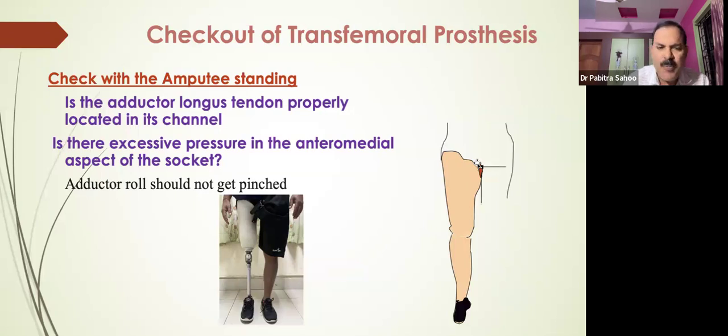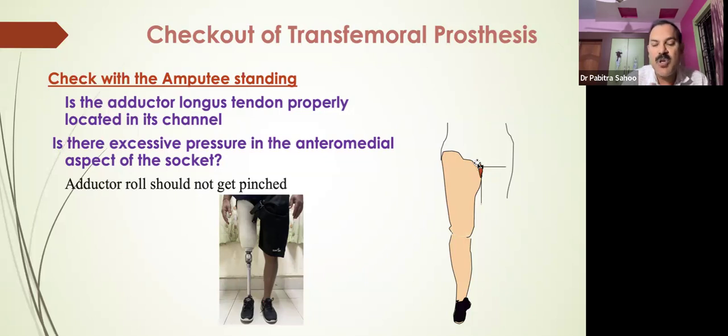Moreover, the fit of the adductor longus tendon into the channel will determine whether the socket is positioned correctly on the stump, and whether the relief and contour of the other areas of the socket are matched to the stump or not. Once the adductor roll fits into its clearance area, the rest of the things will fall into their own place. So always the first step is to look at how the patient is standing.